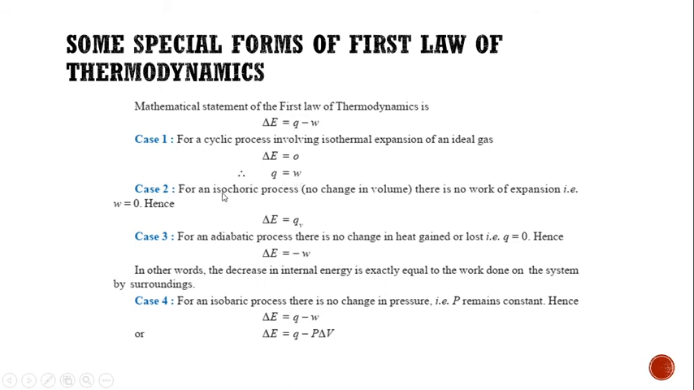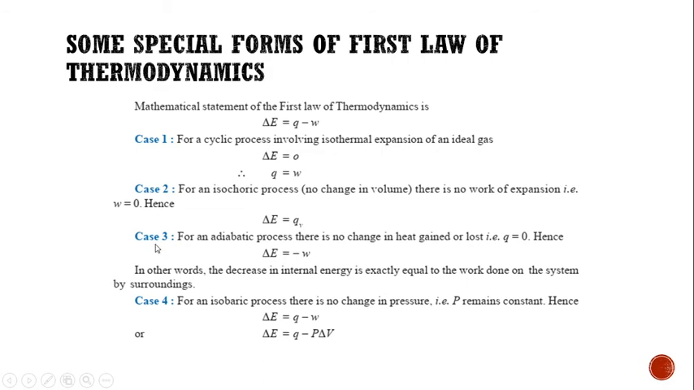Now case 2, for an isochoric process. As you know, for an isochoric process there is no change in volume. When there is no change in volume, there is no work done. As you know, in thermodynamics work is the product of pressure and volume change. When the volume change is zero, the work done must be zero. So replacing W equals zero in this mathematical form, for an isochoric process, your change in energy equals the heat absorbed or evolved by the system at constant volume.